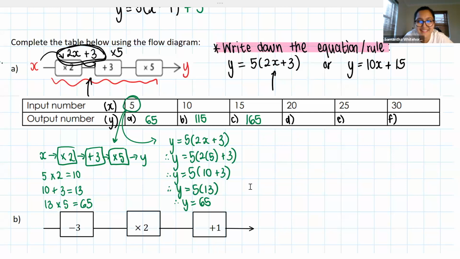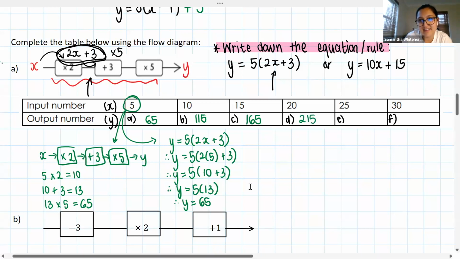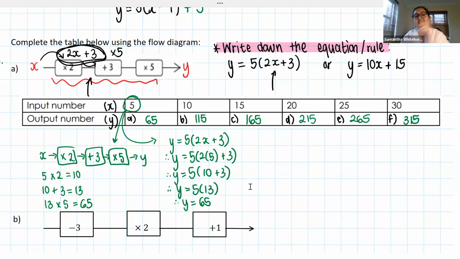I'm fine. Ma'am, D is 215 and E is 265 and F is 350. Yeah, good, well done. Nice, Andile, 1, 2, 3, smack bang, well done. Right, so guys, exactly. So there are your outputs.